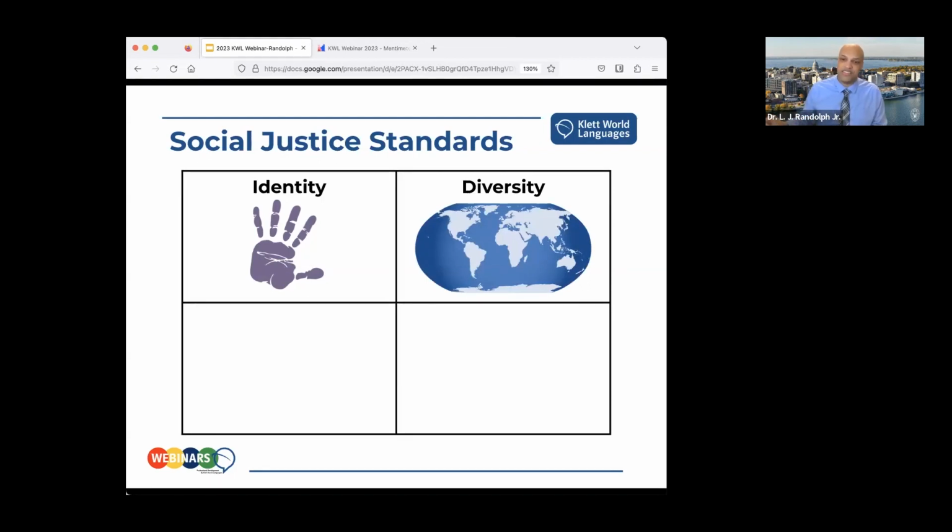Diversity in these standards is presented as an asset for building empathy, respect, and understanding. And so in the language classroom, I always think about how I can move beyond studying cultures and communities in ways that are superficial and fact-based, and focus on the complex and nuanced social, cultural, political, and historical context of the cultures that I'm studying.